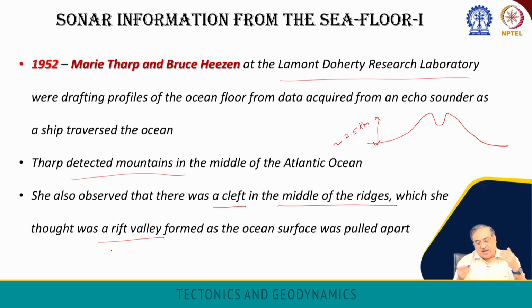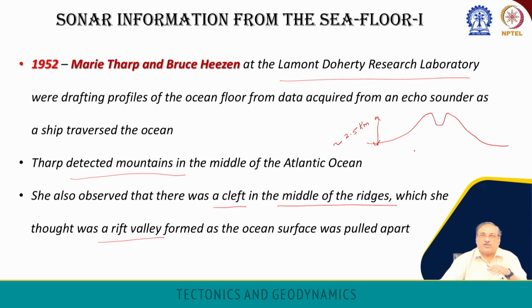And what Marie Tharp was saying was that the seafloor right at the middle, at the mid-oceanic ridges, was actually pulling apart, creating a rift valley. She actually went a step further. She was saying that it was magma, because it was known by that time that there were volcanoes in some of these mid-oceanic ridges. So these were erupting, and this is what was causing the ocean surface to pull apart.